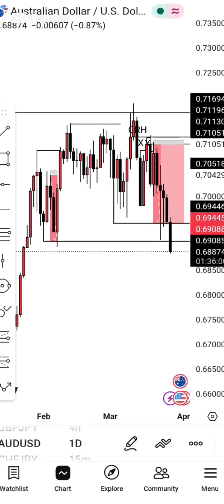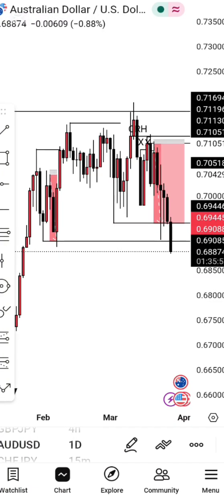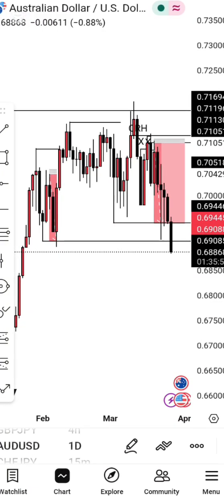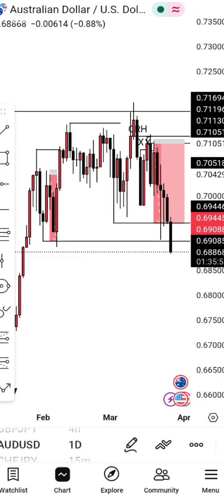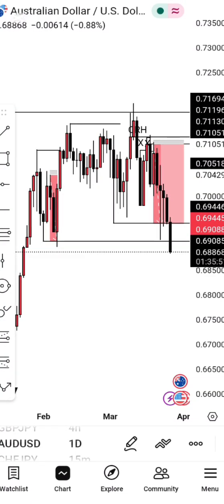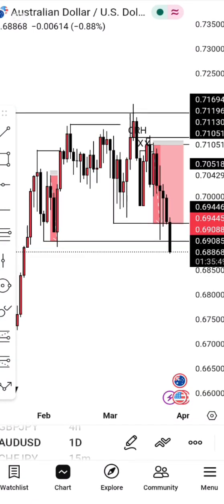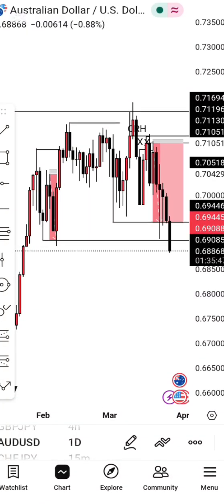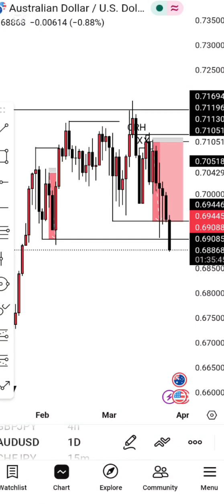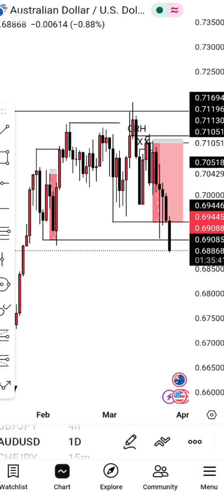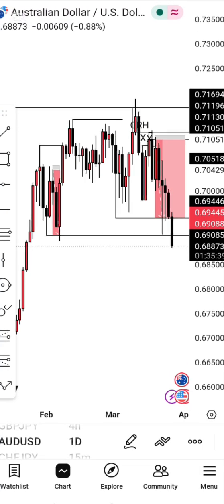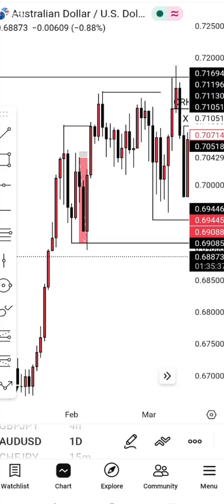Hello guys, you're welcome to my channel, and in today's video I'm going to be doing a breakdown of how I was able to catch over 35R on AUDUSD alone in the space of a month using the MSNR strategy.